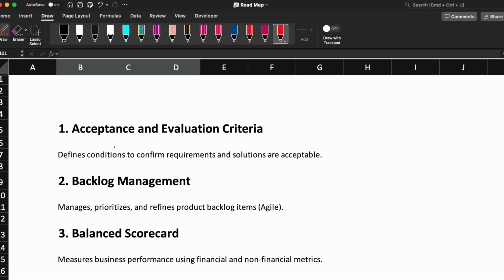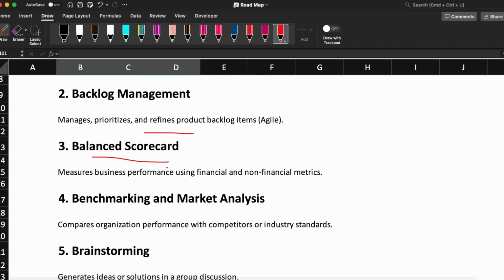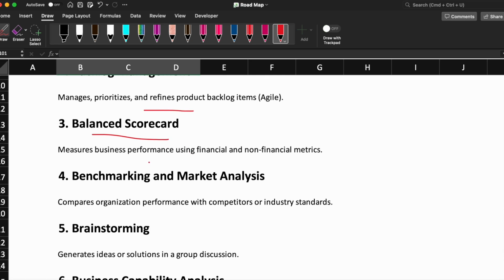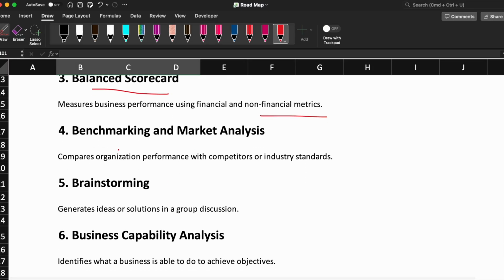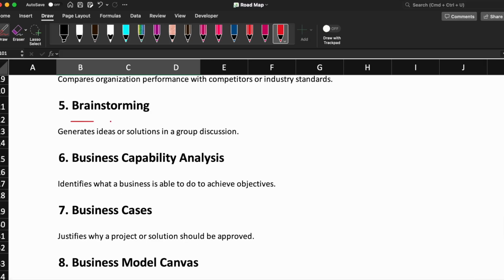What are these techniques? Number 1, acceptance and evaluation criteria: defines conditions to confirm requirements and solutions are acceptable. Number 2, backlog management: manage priorities and define product backlog items in Agile. Number 3, balanced scoreboard: measures business performance using financial and non-financial metrics. Number 4, benchmarking, market analysis: compares organization performance with competitor or industry standards. Number 5, brainstorming: generate ideas or solutions in a group discussion.